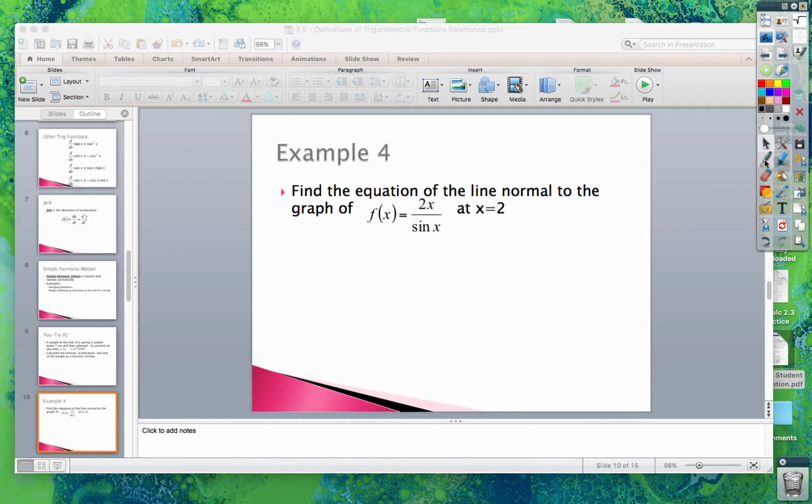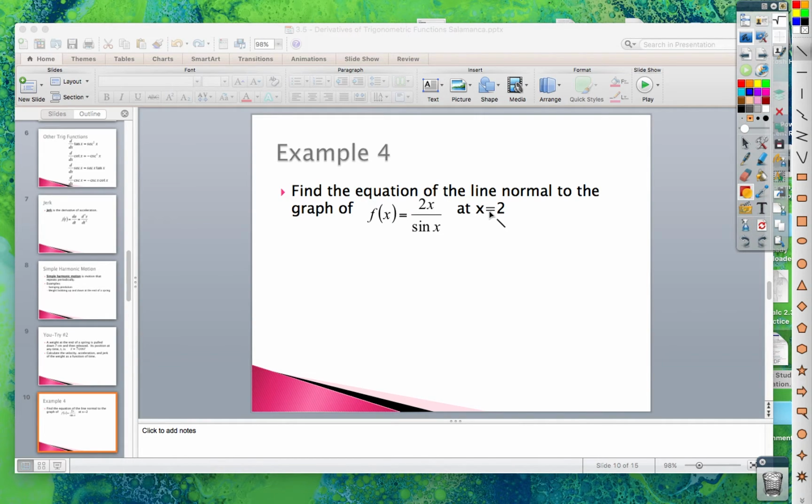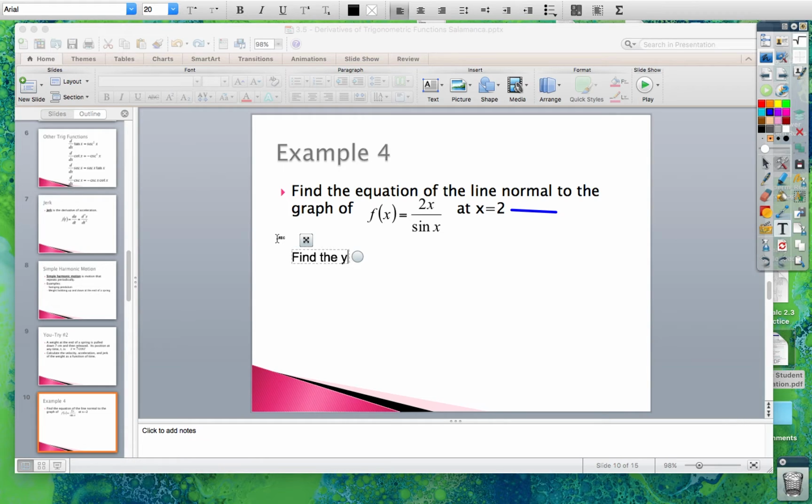Now, pay attention to the way they worded this. It says find the equation of a line normal to the graph of f of x equals 2x divided by sine x at x equals 2. Now remember, the first thing we want to do is find the y value at x equals 2. The second thing we want to do is find the derivative and slope.